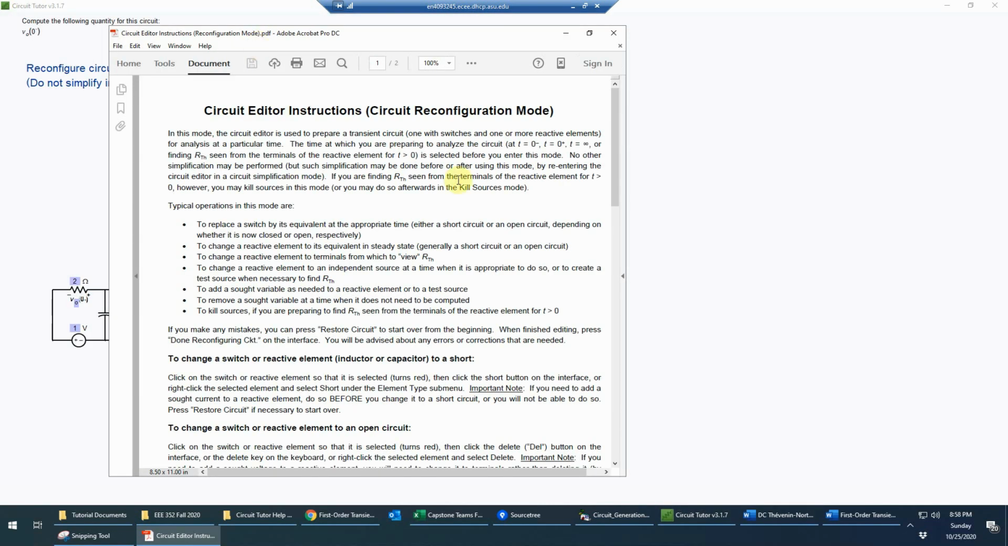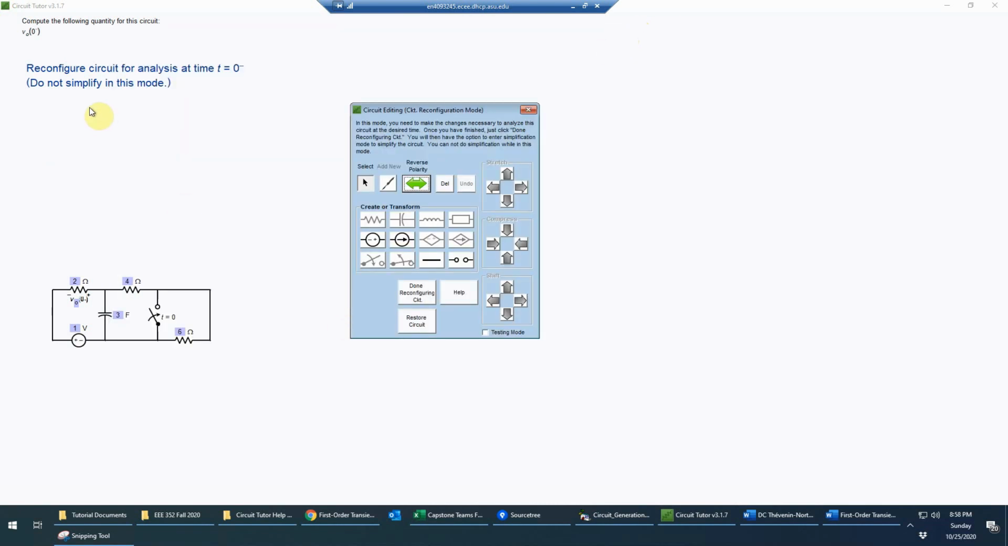and in this special mode of the editor, it gives us some instructions here, but basically the only thing we're allowed to do here is to change the switch and the reactive element. We're not intended to simplify in this particular mode of the circuit editor. So at 0 minus, this switch has not yet closed, and so now it's basically an open circuit. So I'm going to select that and change that to an open circuit. In other words, delete it. Press the delete key on the keyboard here, or I could press here or right click if I wished.